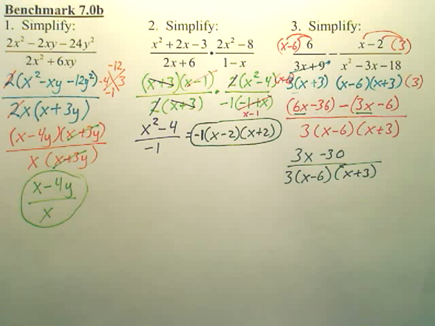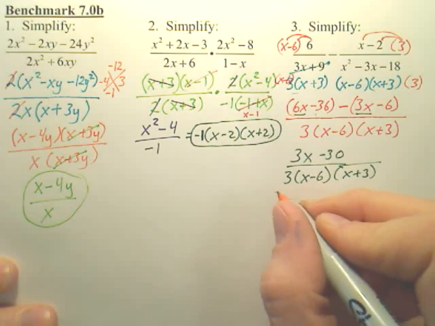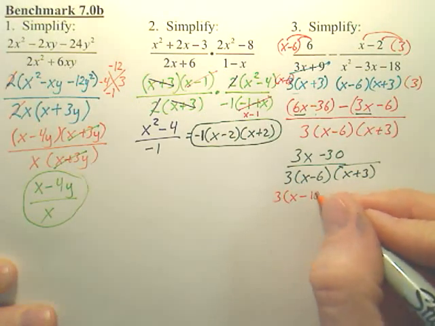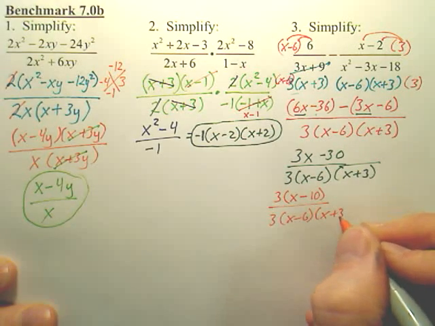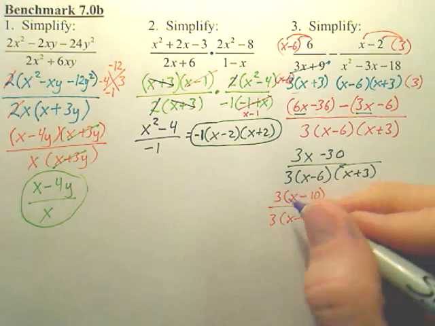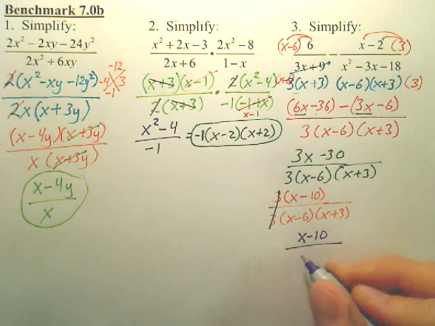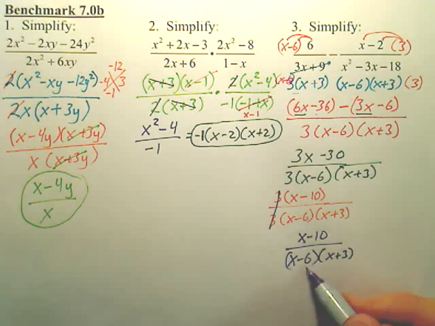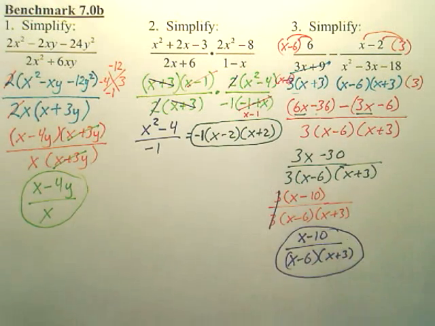Now we're still not done. Can the top factor? The top has a GCF. If you pull out a 3 on the top, you're left with x. Pull a 3 out of here, you're left with 10. The bottom has a 3, x minus 6, x plus 3. Does anything cancel? Those cancel. So your final answer is x minus 10 over x minus 6, x plus 3. Now, these do not cancel. You can't. That's a negative 10. Nothing cancels here. That is your final answer.